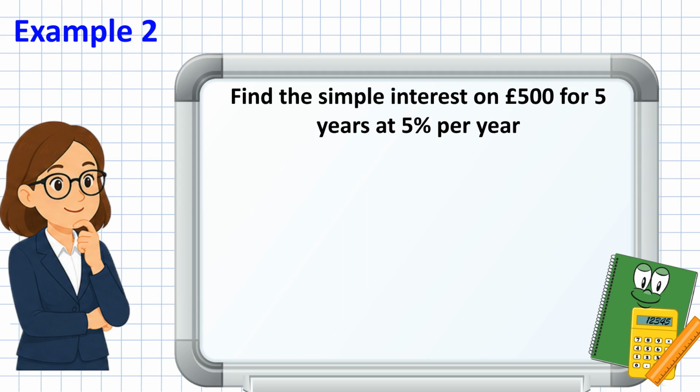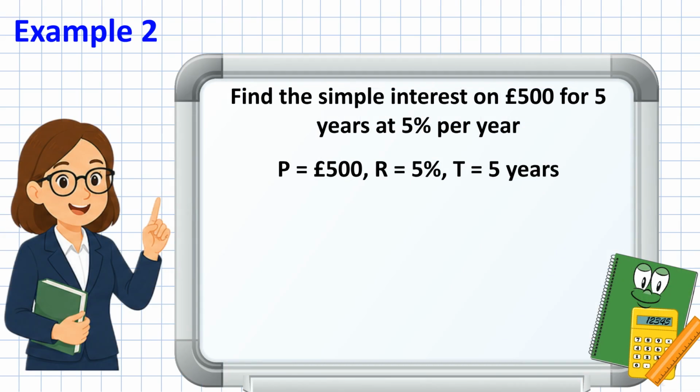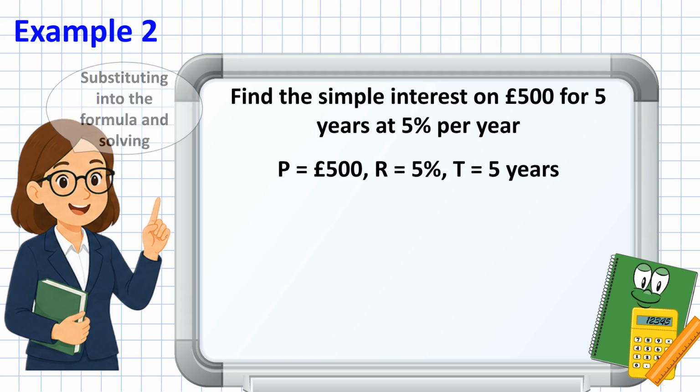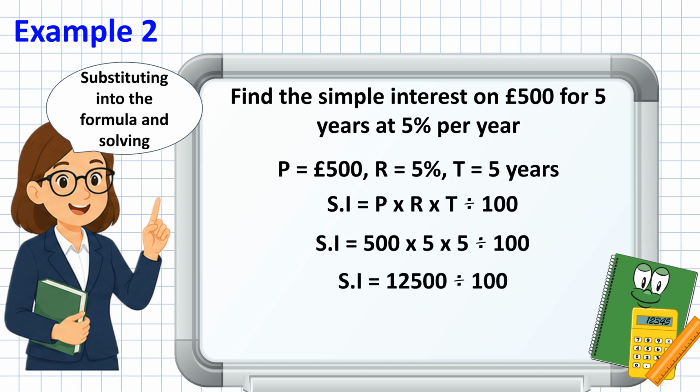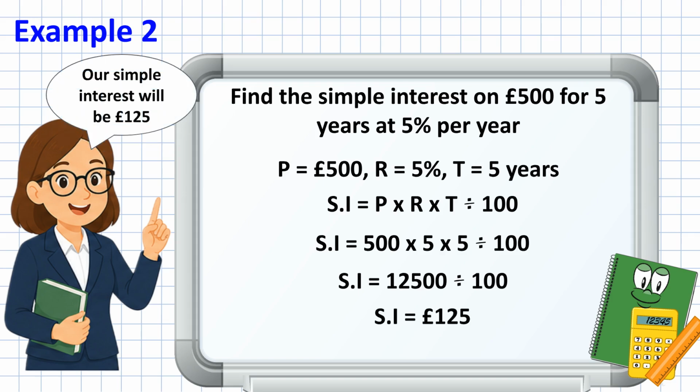Now, let's try a second example. What happens to the interest if the money is left in the bank for 5 years at the same 5% rate? Here, our principal and rate remain the same, but our time is now 5 years instead of 2. Substituting these values into the formula, we calculate 500 times 5 times 5 divided by 100, which gives us 12,500 divided by 100. As we calculated, this results in a simple interest of 125 pounds.